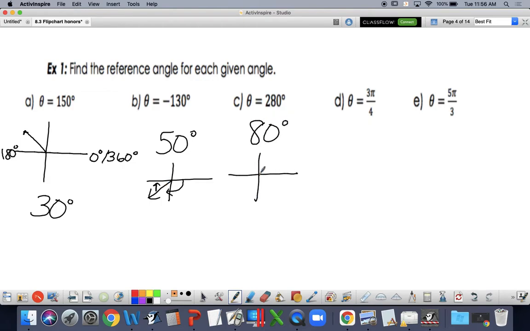Right? For 280, I'm down here, right? I'm right after 270, so I've got to figure out how many degrees it takes to get up to the x-axis. All right, now let's throw in some pi's.